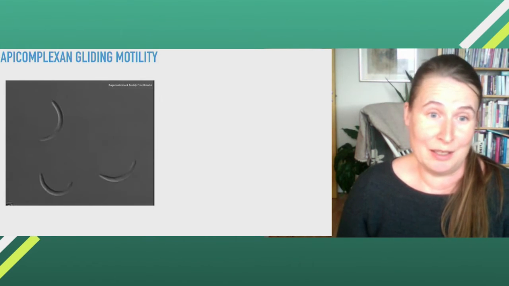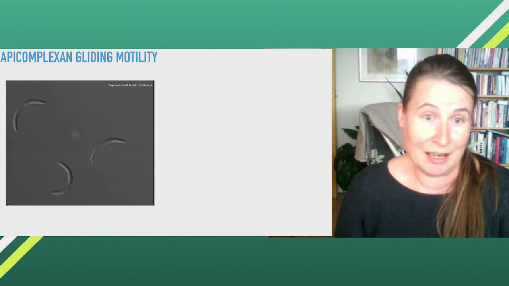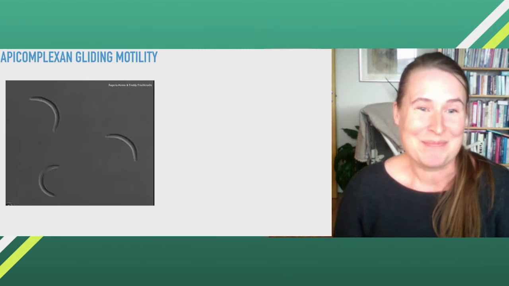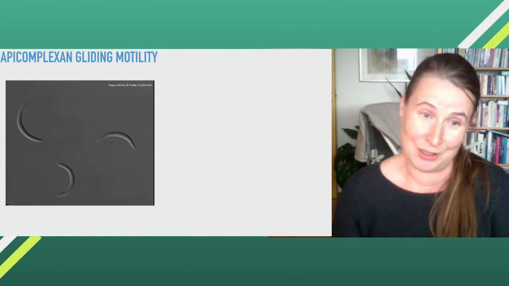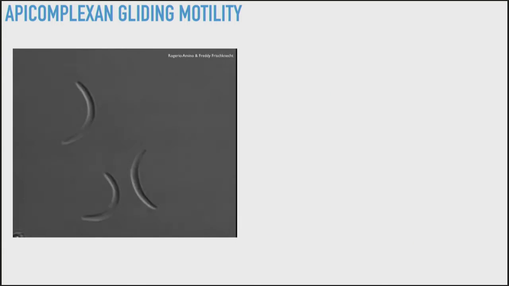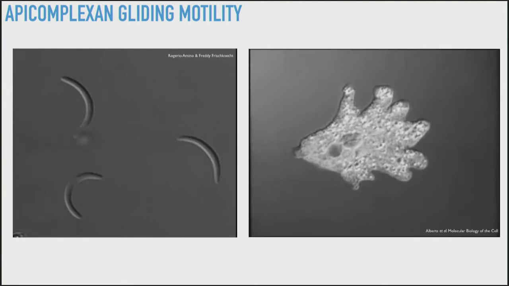without any visible protrusions from the cell, without any kind of muscle force. It's very hard intuitively to understand how the force for this kind of motility is produced. These are also among the fastest moving eukaryotic cells. They move from 1 to 3 micrometers per second. So how is force for gliding produced?